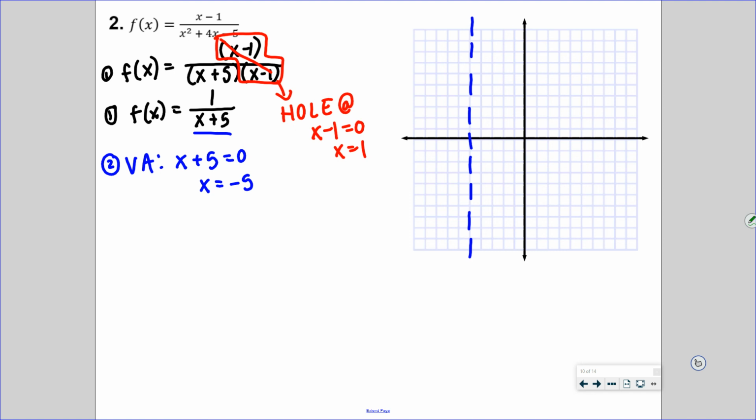All right, this setup with the degrees is the exact same as my last one, where the degree of my denominator is greater than the degree of my numerator, or the degree of your numerator is less than. So we have a horizontal asymptote at y equals 0 again, and there would be no slant asymptotes.